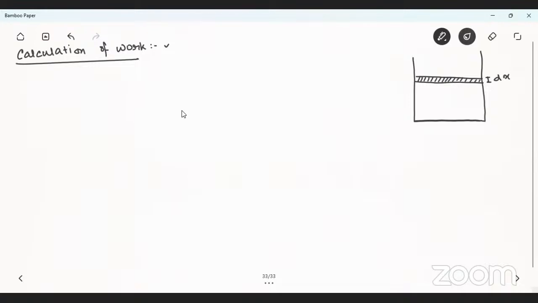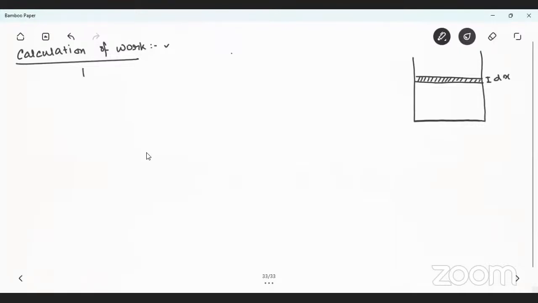So, do you remember where we stopped in the last class? Okay. So, today we will be starting with the calculation of work. That is the work calculation for first law of the thermodynamics. So, okay. I have drawn this and let's start with the work.